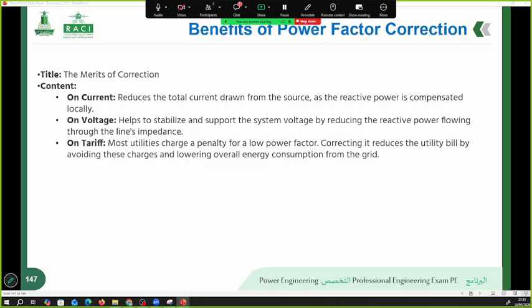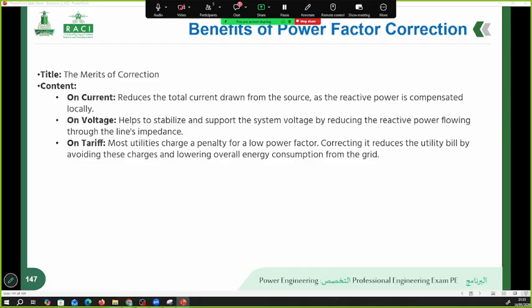The need for the source to provide this non-working power is minimized. So a lower current flowing through the transmission and distribution lines results in a significant reduction in power losses, I²R losses. So this improves the overall efficiency of the grid and saves energy.